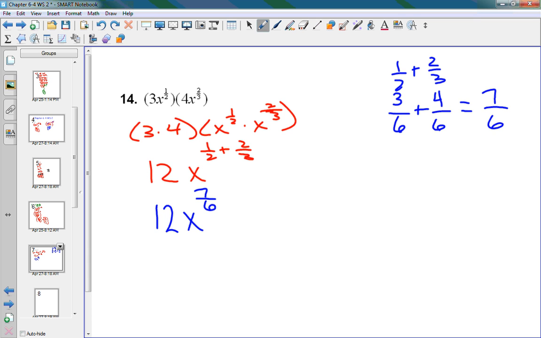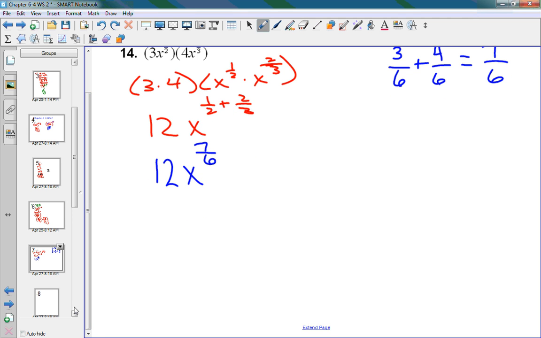Okay? Now, is that pretty? No. So put it in radical form. So that's the 6th root of x to the 7. Am I done? Why am I not done? How can I tell I'm not done? I have 7 x's in a 6th root, which means my power is larger than my index, correct?